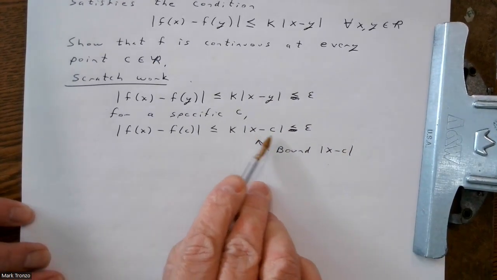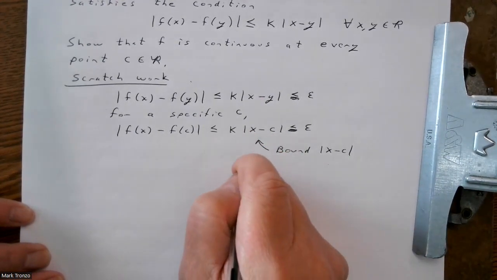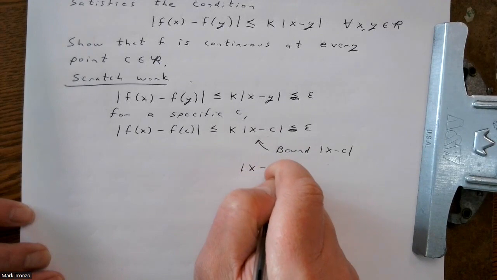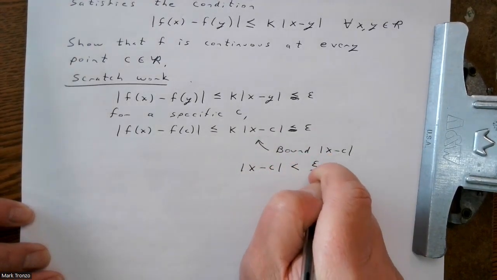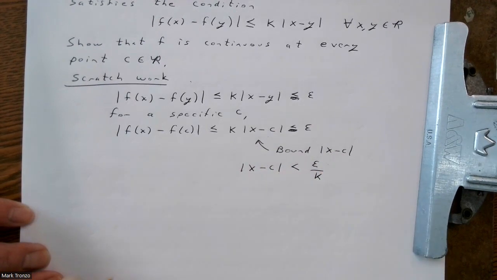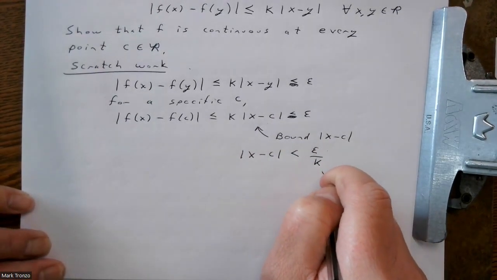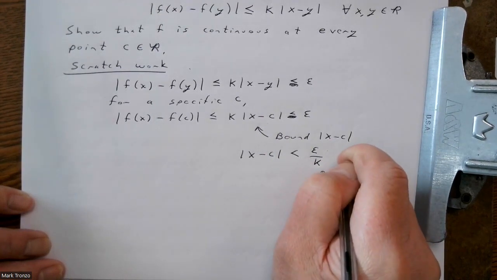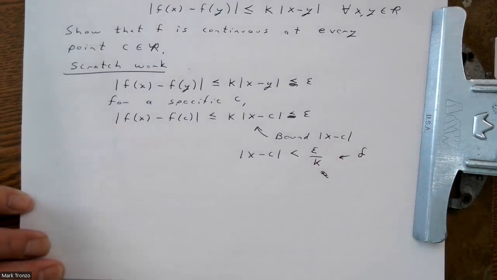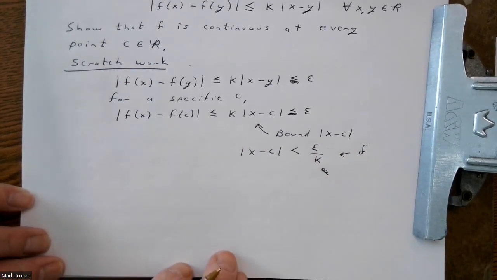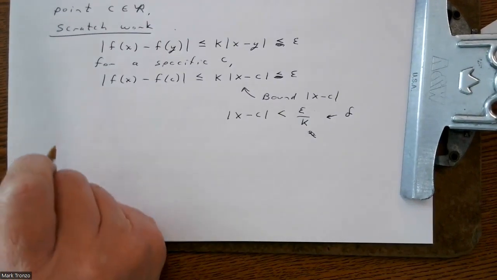And so you can see what we can do right here. We could just rewrite this. We can say that |x - c| is less than epsilon over K should work. And then this will be our delta. That'll be our delta. And so now let's go ahead and see if we can write this out.